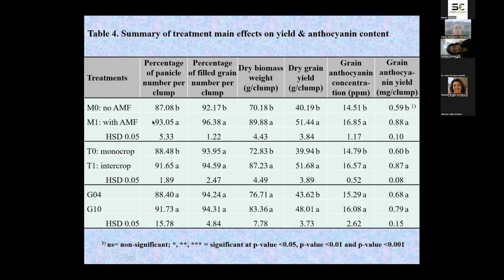And a higher number of panicles will have potentially higher grain yield if the photosynthetic rate also increases, or at least is similar.